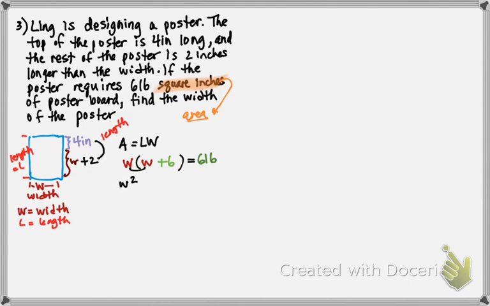I get W times W is W squared. W times 6 is plus 6W equals 616. I'm going to subtract 616 from both sides, and I get W squared plus 6W minus 616 equals 0. So here comes the fun bit. I need to come up with two factors of 616 that are going to give me a difference of 6, because it's negative 616. I don't know my factors of 616, and I might be here a long time trying to figure out what the two factors are.